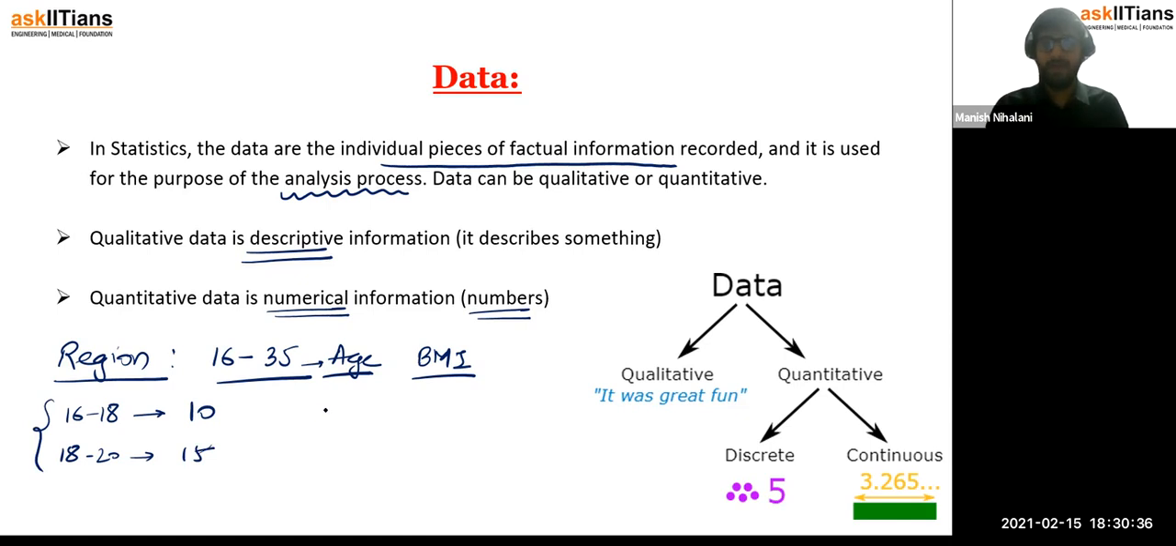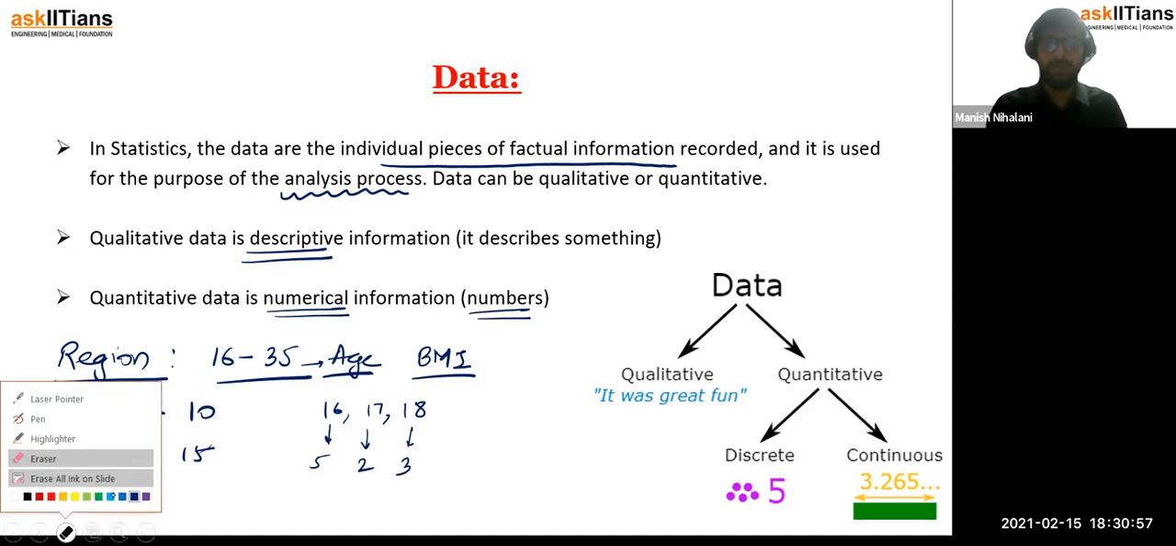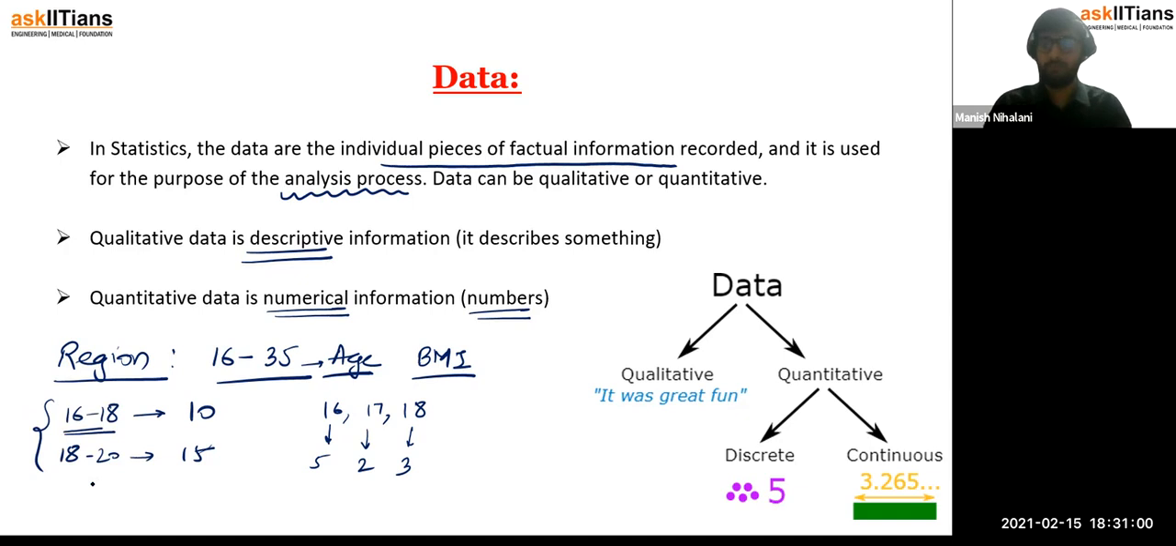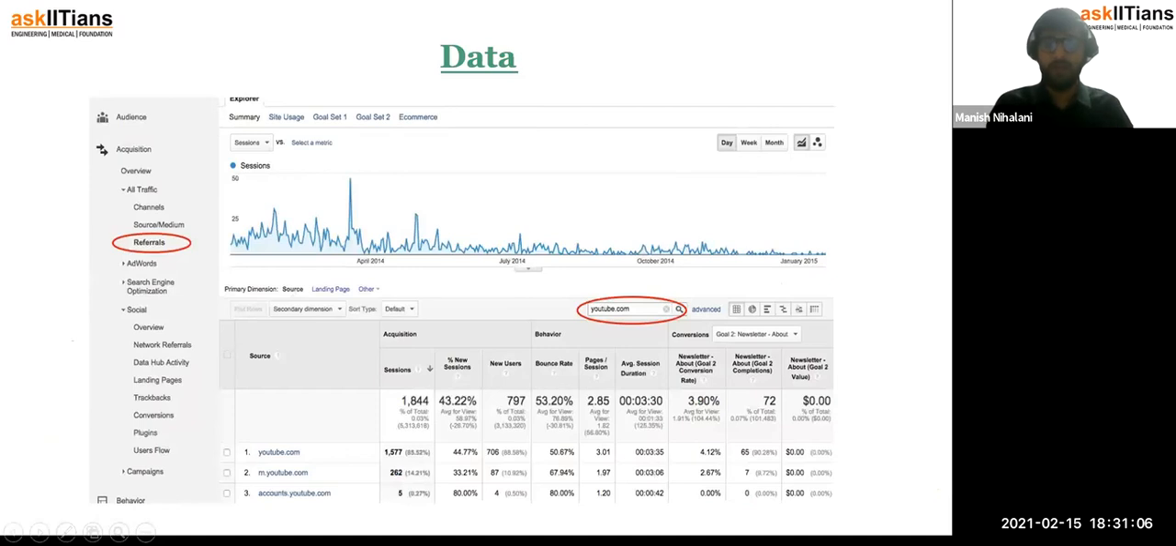So for discrete we have, let's say, 16, 17. So you will classify for each. That is, for 16 if there are 5, for 17 there are 2, for 18 there are 3. So even in the 16 to 18 you are bifurcating, which means you are talking about each and every discrete observation. But in continuous you are grouping every observation and then trying to find it, right? So this is the classification of data.